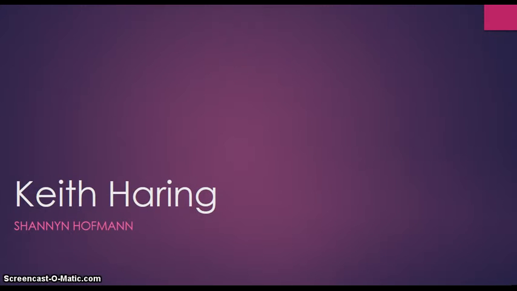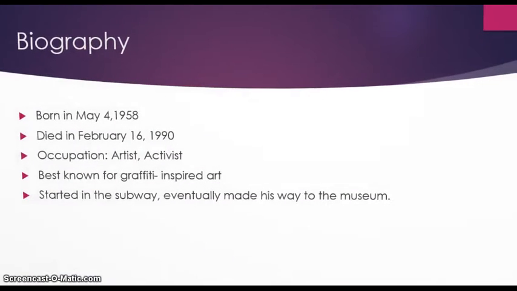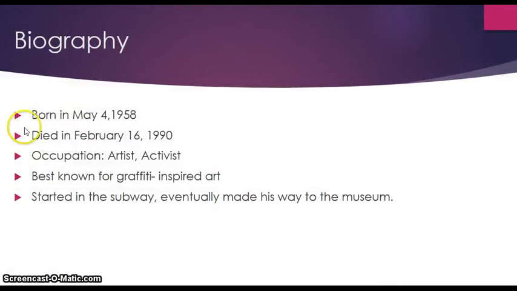Hello class, so today we're going to talk about a guy named Keith Haring, and then we're going to try to do some of his artwork. A little bit about him is he was born May 4th, 1958, and he died February 6th, 1990. He was an artist and an activist. Most of his artwork was graffiti inspired. He started in a subway and eventually made his way to the museums.